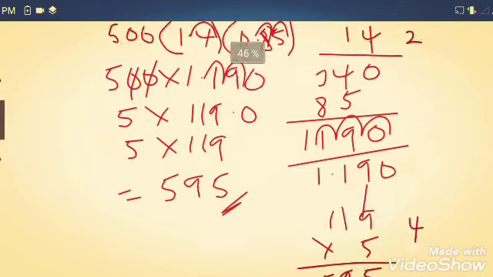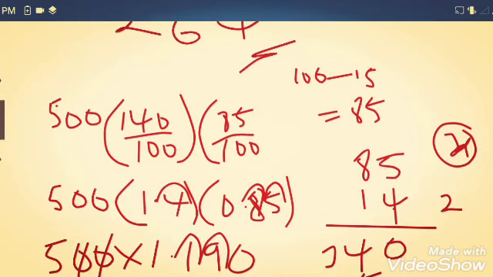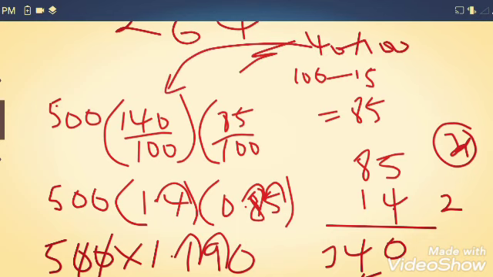Alright, this is how you solve questions like this. Remember, when it was decreasing by 15%, I had to subtract 15 from 100. That's how I got 85. Now when it was increasing by 40%, I had to do 40 plus 100, and that's how I got 140.